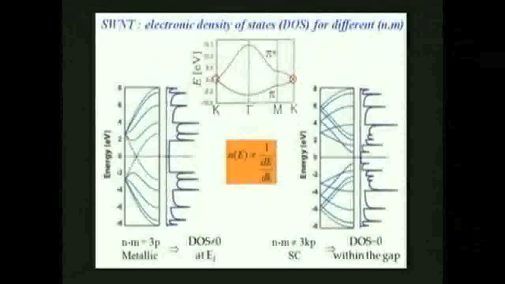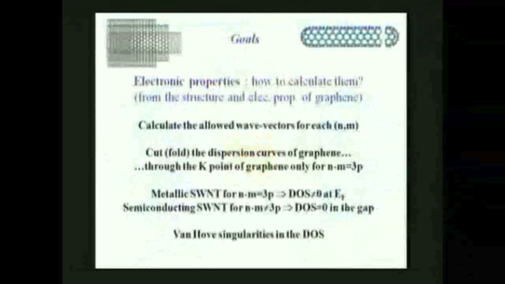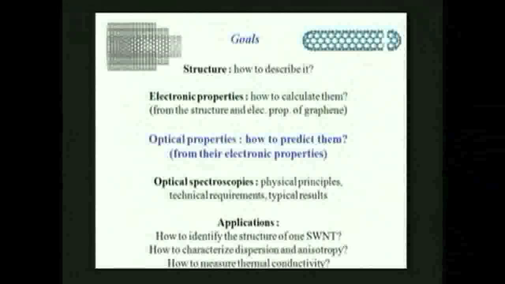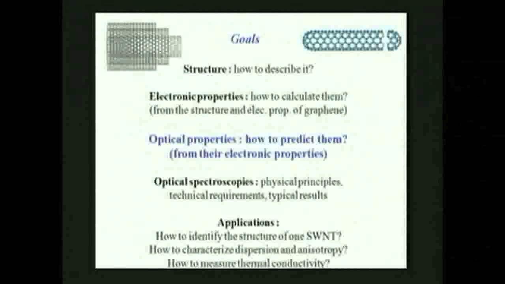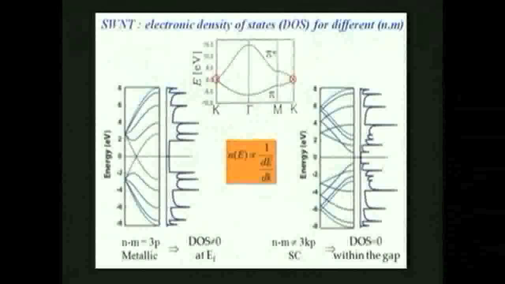So I will finish on that, and I will let you the time for questions if you like. And tomorrow we will go to the rest of the course. That is, how from these electronic properties we can calculate the optical properties. This will not be very long because you already know, all of you, for molecules or for crystals, the relation between electronic properties and optical properties. So we will just use the density of states and calculate the allowed optical transitions between two different states, and this will give us the optical properties of the nanotubes.